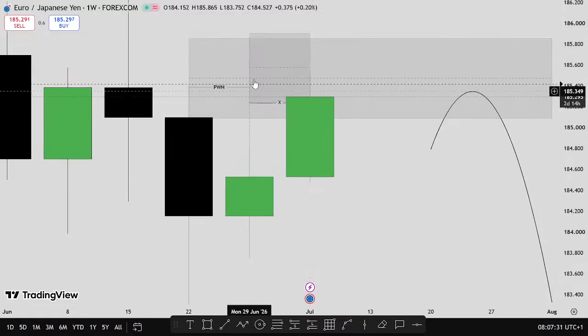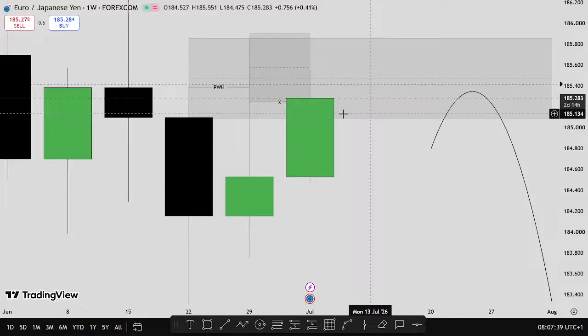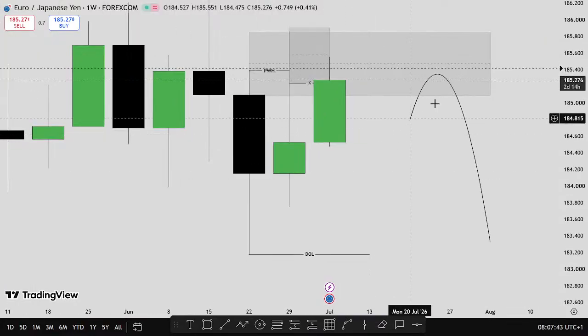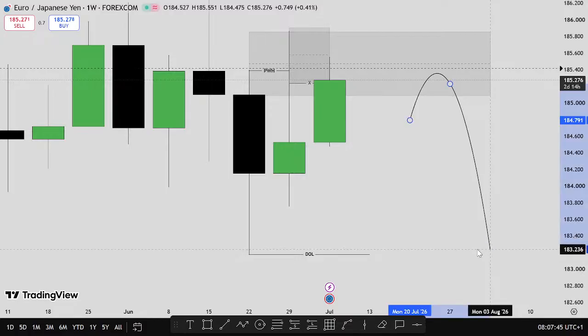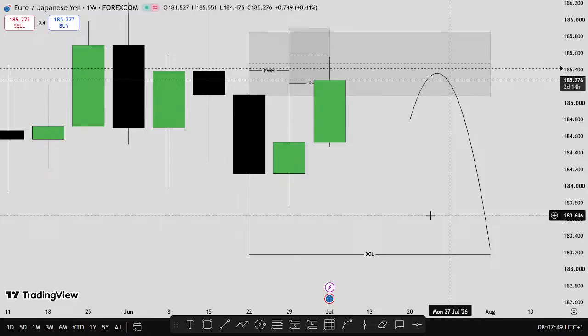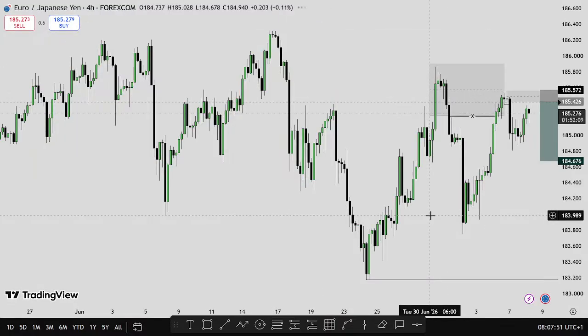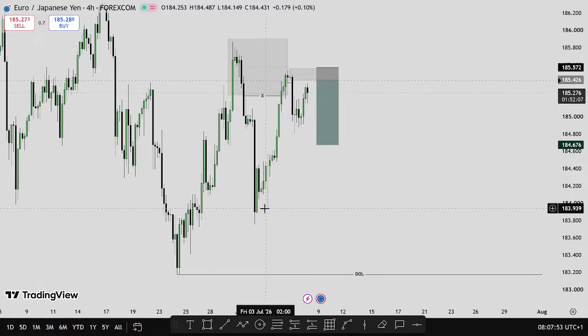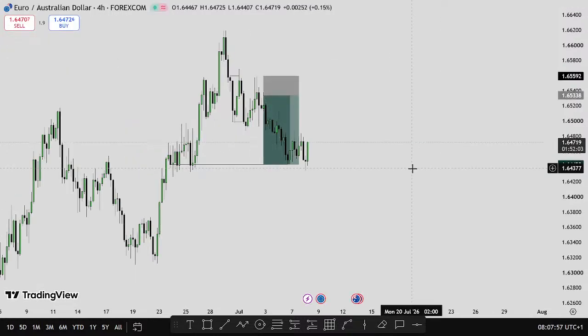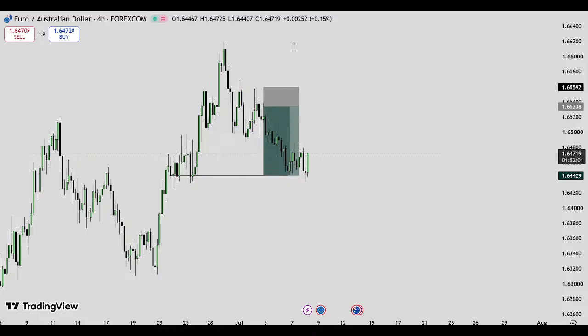Given that already, what I expected was price to go up, mitigate that POI, the supply level there, and then come down. You can see I still left all the annotations here. So I expect it to come down to this draw on liquidity here. Let's see how it goes though. So this is Euro JPY. A person asks for gold. I'm coming to gold shortly.